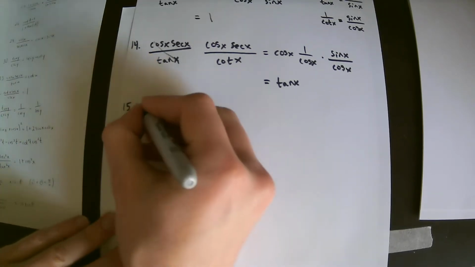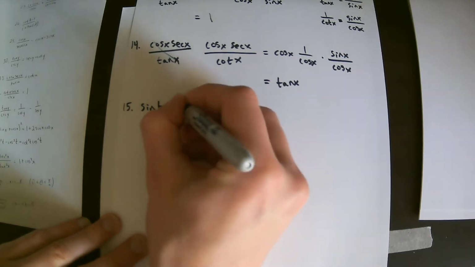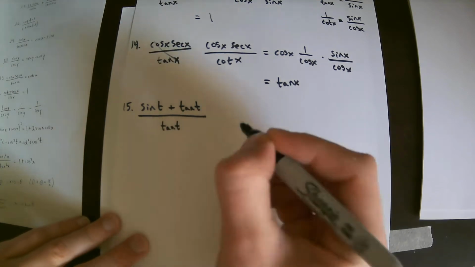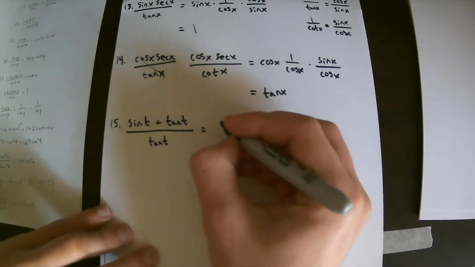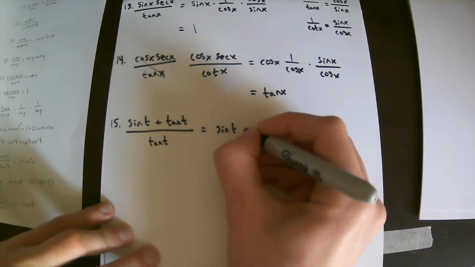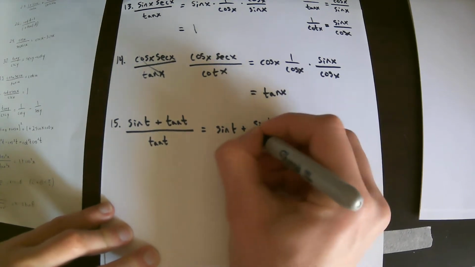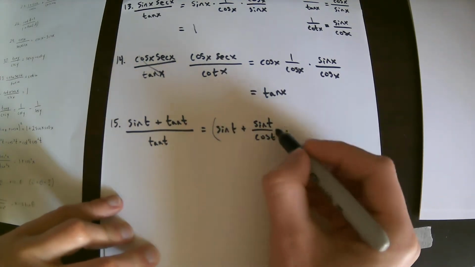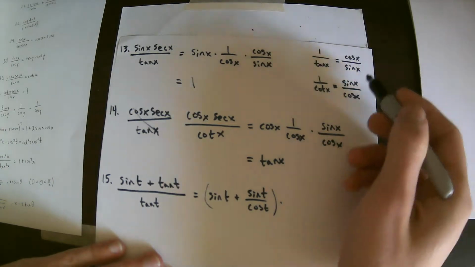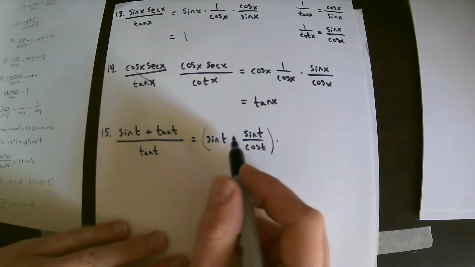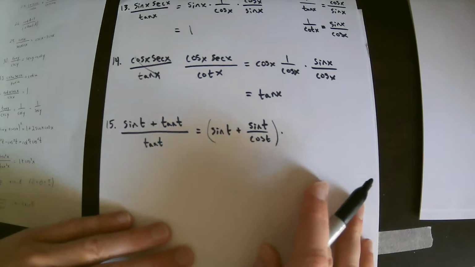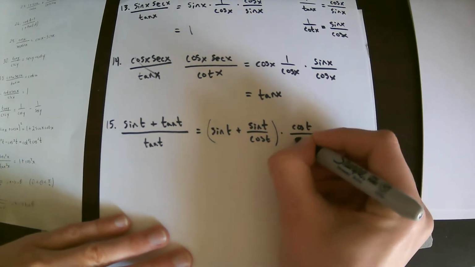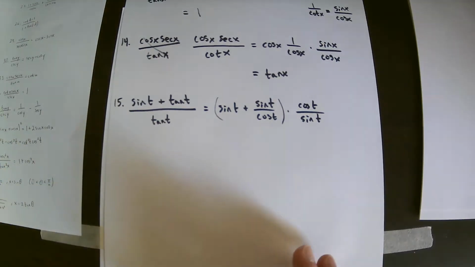Number 15 is sine of t plus tangent t over tangent t. That's going to be equal to sine of t plus sine of t over cosine t times, now since there's a plus here and I want to write my 1 over tangent as cosine over sine like I've been doing, but there's a plus in the numerator, so I need to wrap in parentheses, and this is going to be cosine t over sine t. Okay.